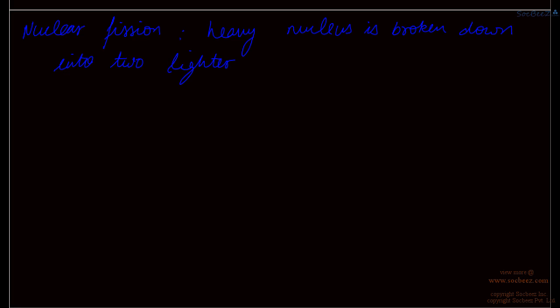Now let's discuss nuclear fission. By definition, it is a process of artificial transmutation, which we have just discussed, in which a heavy nucleus is broken down into two lighter nuclei of nearly comparable masses, which release a large amount of energy.